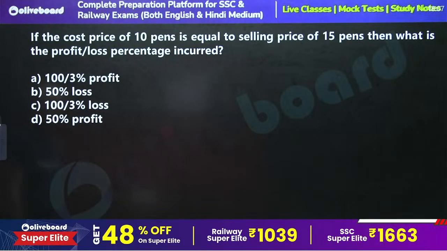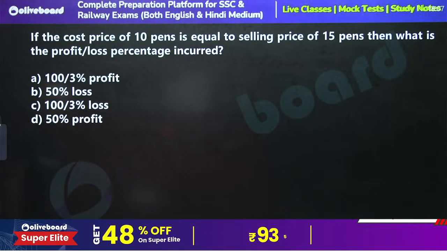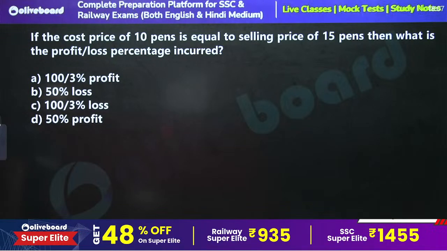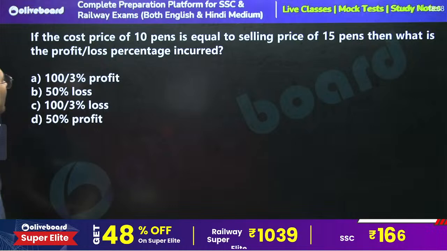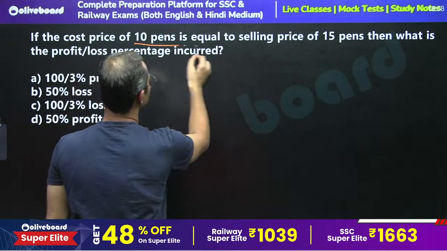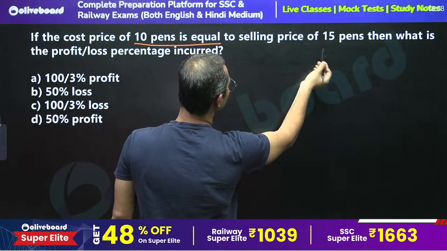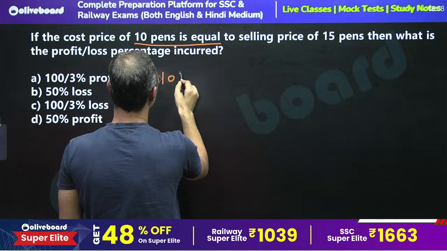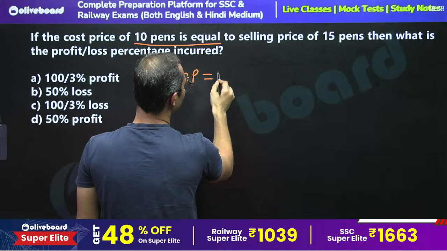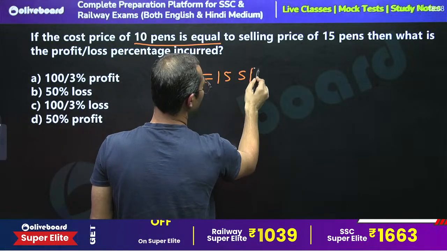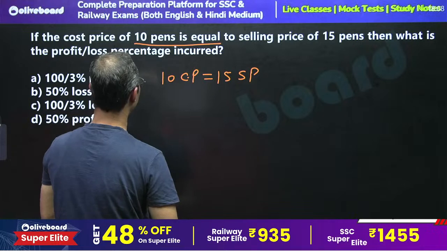See, the question is saying, if the cost price of 10 pens is equal to the selling price of 15 pens, then what is the profit or loss percent incurred? So 10 pens CP is equal to 15 pens SP. Then what is the profit or loss percent?